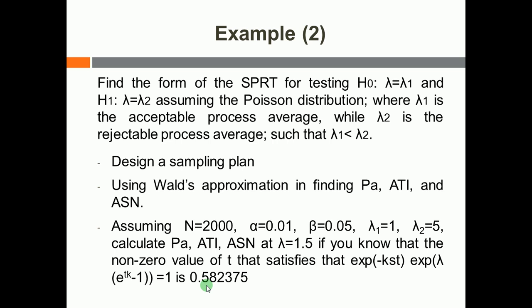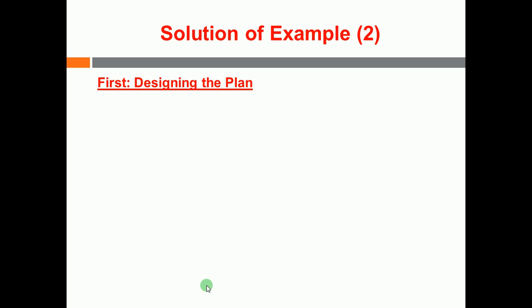If you know that the non-zero value of t, in case you need it, is equal to this, and this results from the solution of a moment generating function by equalizing it by 1. Let's start by designing the plan.